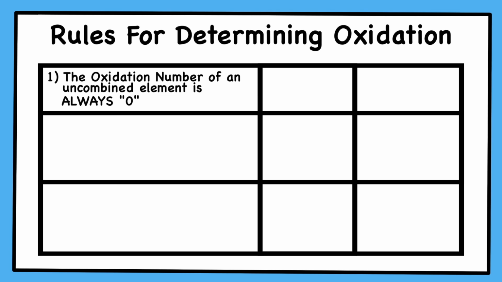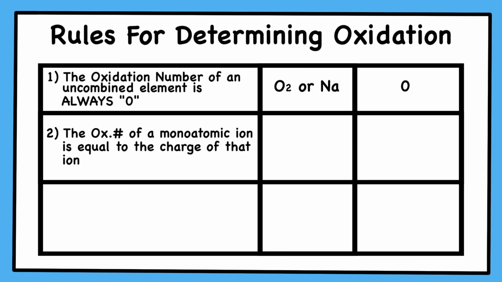Your first one is that the oxidation number of an uncombined element is always 0. This is an example like O2 or Na. So any element by itself, not combined with anything else, has an oxidation number of 0. Second rule, the oxidation number of a monoatomic ion equals the charge of the ion. So calcium 2+, its oxidation number is +2, or Br-, its oxidation number is -1.